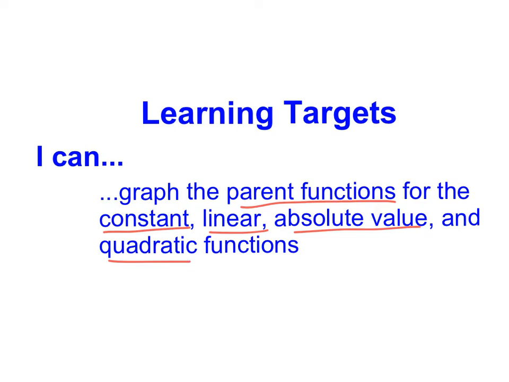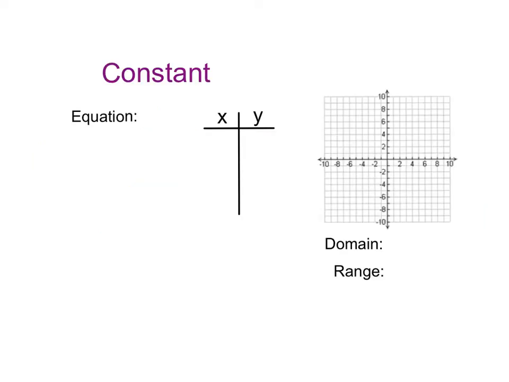expected to know them backwards and forwards as we then move on and start looking at the child graphs that can be created from these parent graphs for these 4 different types. So we're going to start by looking at the constant function first.